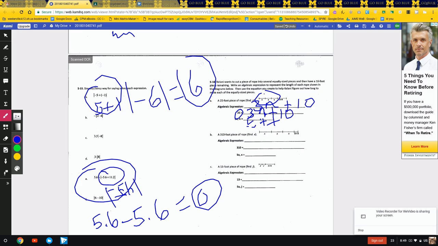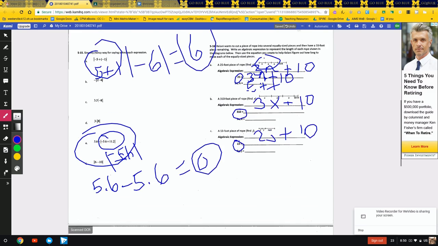I'll just give you the algebraic expressions for the next two, and you can solve. So then you would have 3x here plus 10. On the bottom, you'd have 2j plus 10. And hopefully when they give you the values 310 here and 13, you should be able to find out what j and x are. Last one here, I know it's scanned sideways, doesn't really matter.